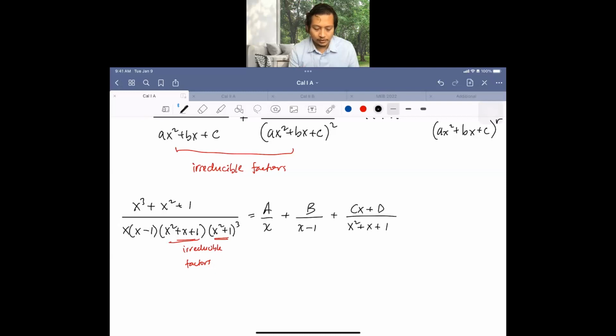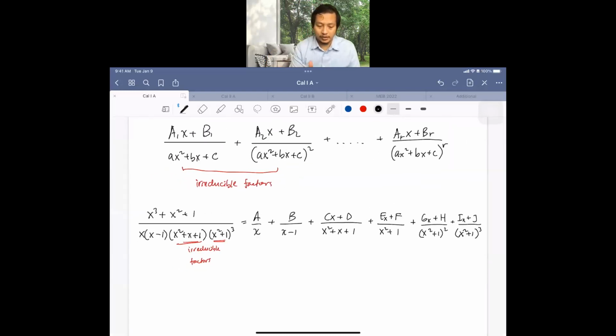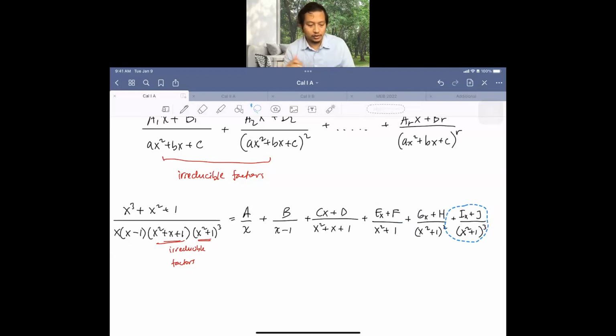And the last one will become three fractions, plus Ex plus F over x squared plus 1, and then Gx plus H over x squared plus 1 squared, and then Ix plus J over x squared plus 1 cubed. Okay, this is just for illustration. It's very long. If you would like, you can also try to find each component, but I don't think I will give it to you in the exam. It's too long and it's wasting time.